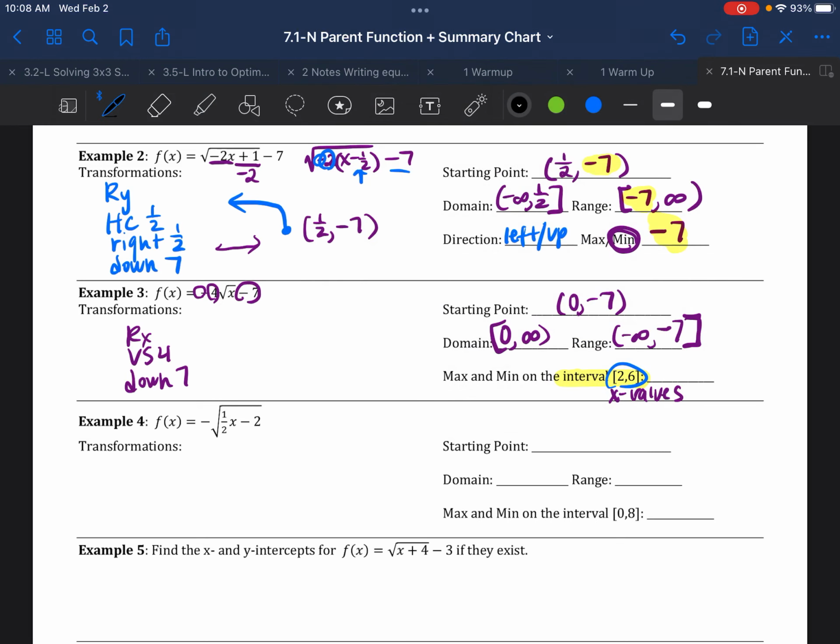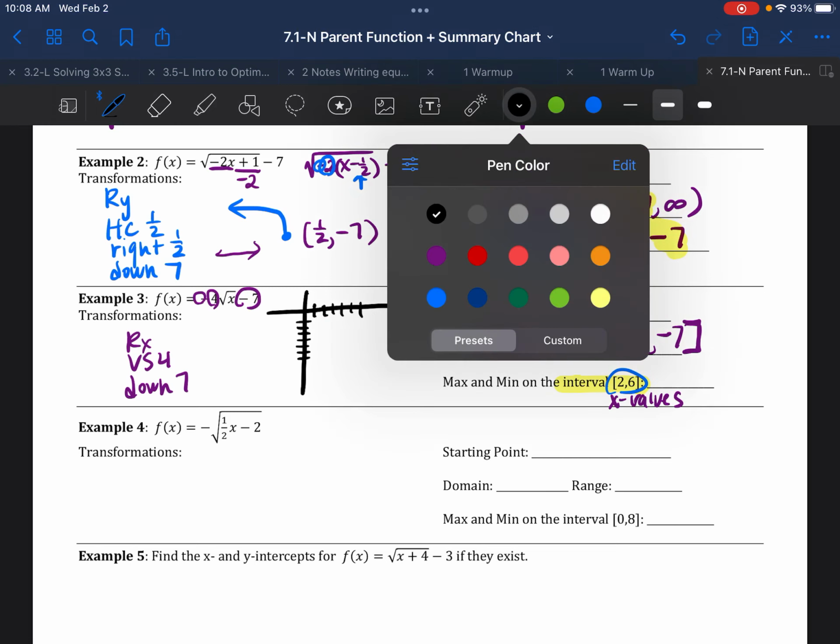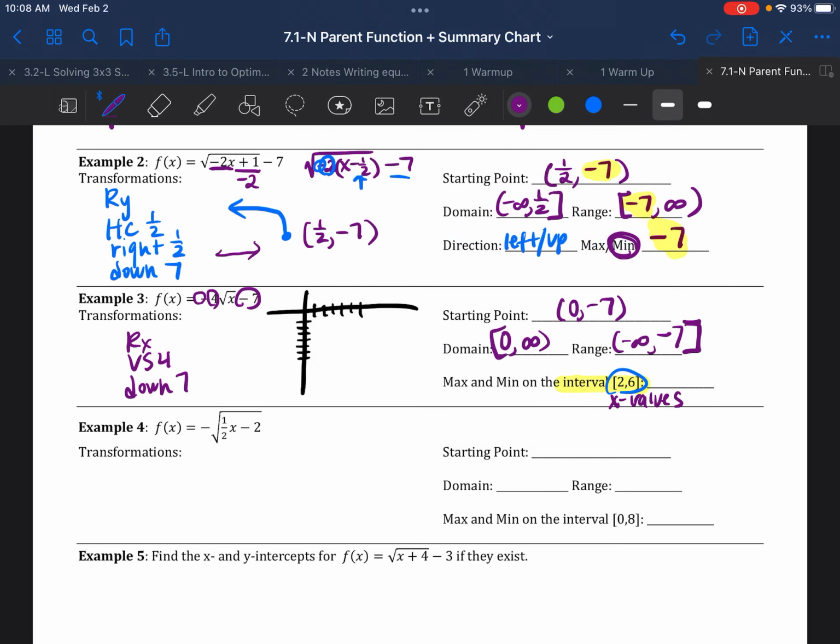Because this function's been moved down 7, I'm going to make sure I give myself plenty of room to go down 7. Okay, and then our interval is going from 2 to 6. So 1, 2, 3, 4, 5, 6. And so first I'm going to graph the function. So down 7 puts the starting point there. And then the Rx means he's upside down, but still going to the right.